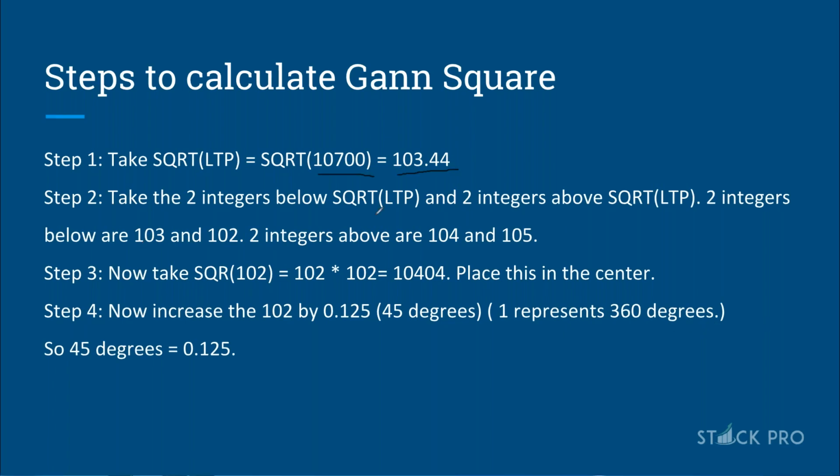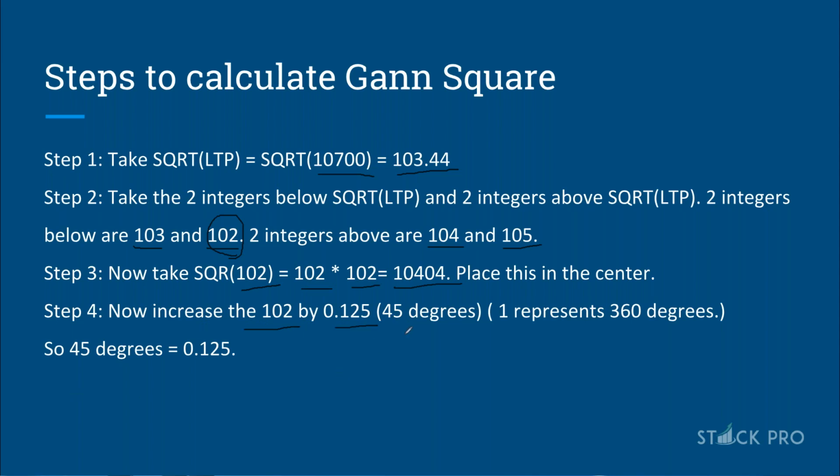Take two integers below the square root, right? So what are the two integers below the square root? The first integer is going to be 103, the next will be 102, and the two integers above will be 104 and 105. Now take the square of the lower one, which is 102. 102 times 102 will give you 10404. This will be placed at the center, right? Now increase 102 by 0.125.